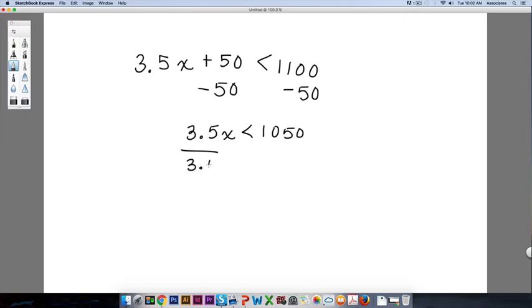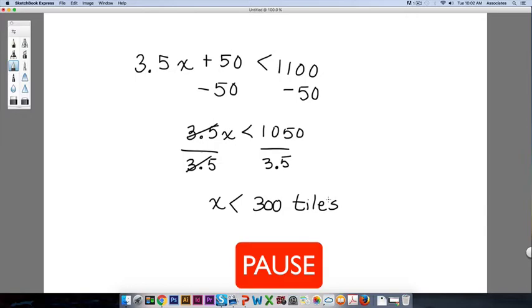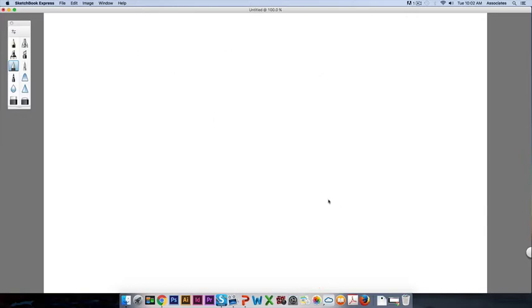Now I'm going to divide both sides, but I'm dividing by a positive, so I don't need to worry about anything flipping. These cancel, so x is, punch in your calculator, 1,050 divided by 3.5, and you should come up with 300. It's a word problem where units have meaning, so put tiles on the end. All right, pause the video if you need to. Welcome back. Let's go back.